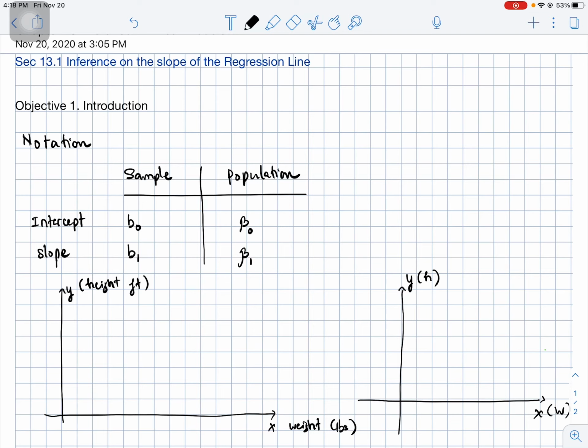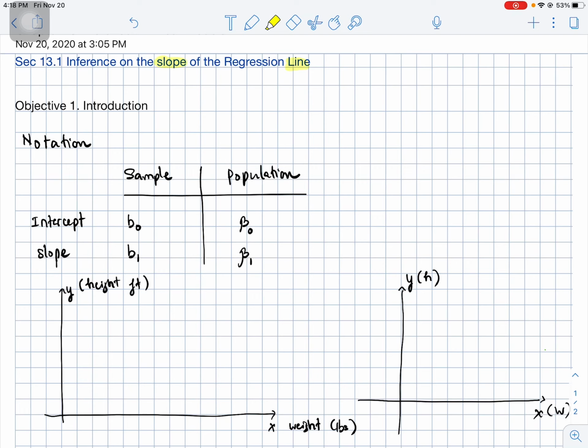Section 13.1, Inference on the slope of the regression line. Now we're talking about the regression line, which we already learned in chapter 4. And in this section, we focus on the slope.